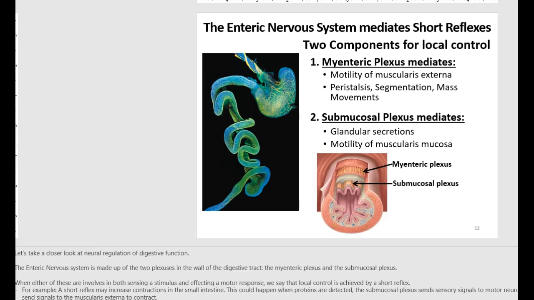The other part of the enteric nervous system is the submucosal plexus. And since it is located closer to the lumen, it's going to control the secretions, the glandular secretions, or maybe contraction of the muscularis mucosa. We aren't going to talk about that very much, though, mainly the secretions. So the enteric nervous system could locally control how much gastric juice is produced or how much the stomach contracts.